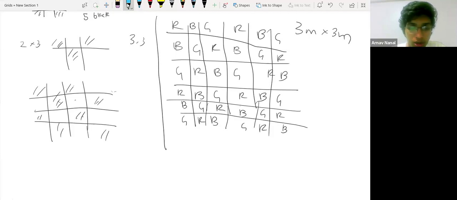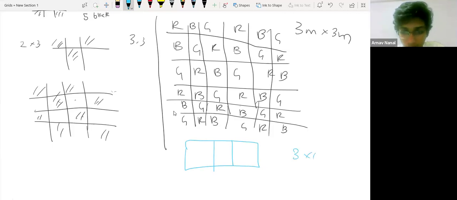Change color here. So by tile I mean something like this. This is a 3 cross 1 tile. If you place this anywhere in this grid, you can see that it will cover exactly one square of each color, right? For example, if you place it here, it covers R, B, G. If you place this here vertically, it still covers R, B, and G. So this is good when you have multiples of 3 type arguments.